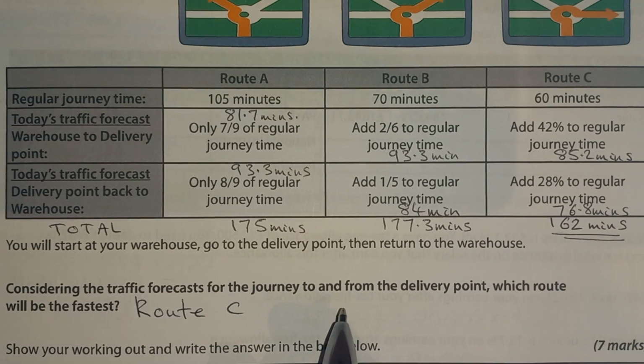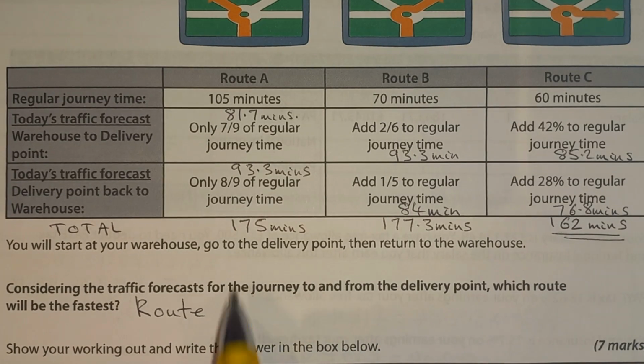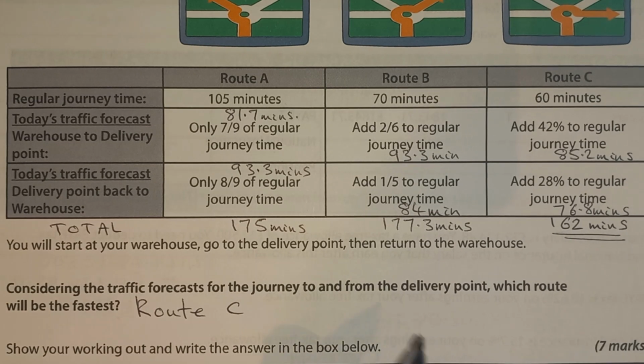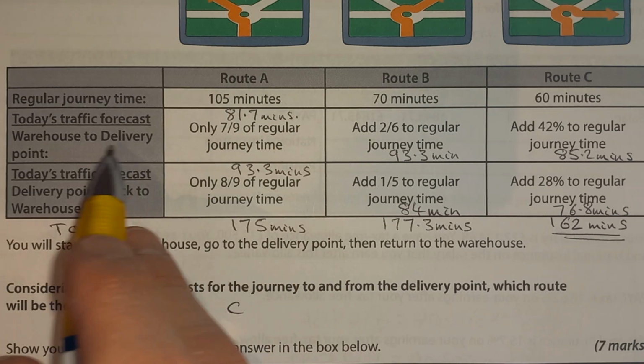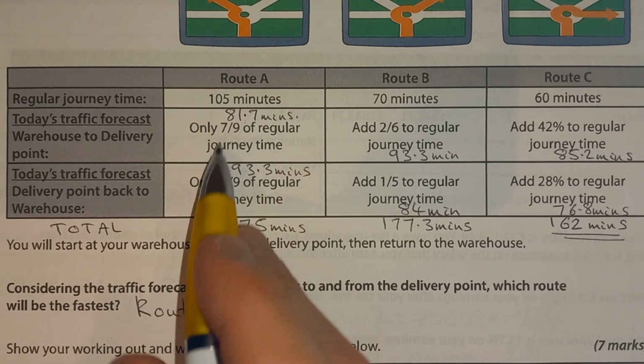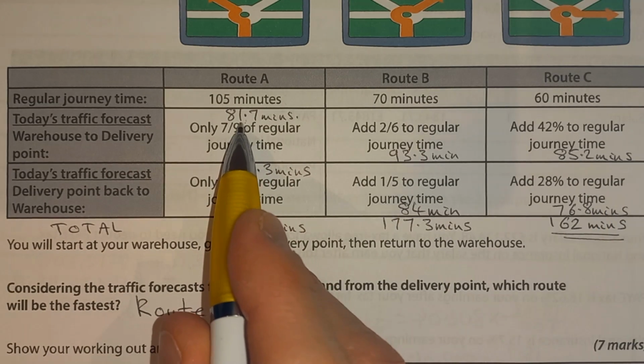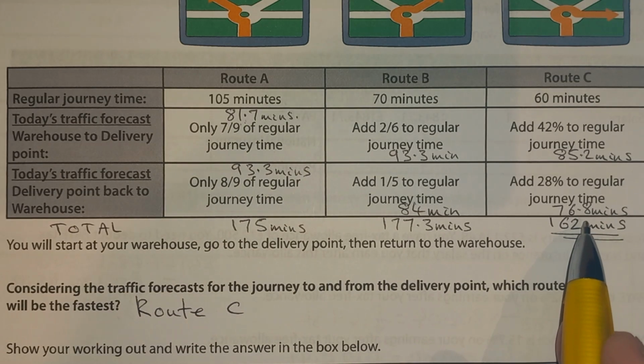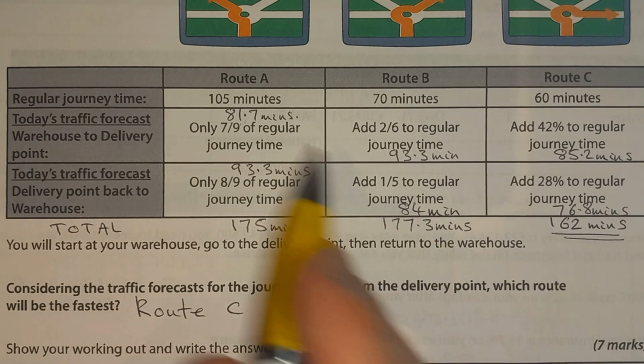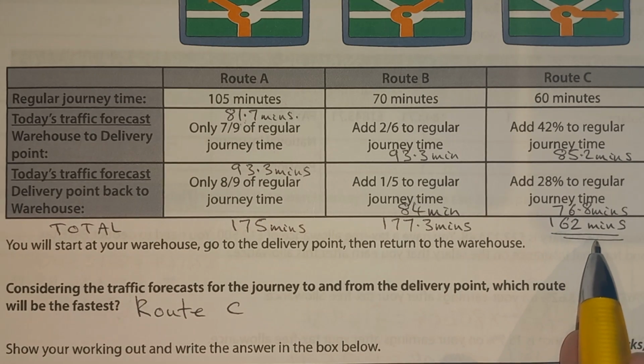I don't really like this question because it assumes that you have to go out and come back the same way. If you wanted to save time, well then you'd use route A on the way out because it's the shortest time, 81.7, and then you'd use route C on the way back. So actually the shortest time would be even shorter than that, but they don't seem to like that in the model answer. I don't know why. I think they're just trying to keep it simple.